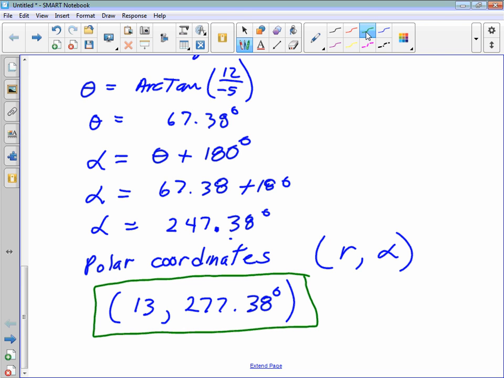Okay, let's see. We're almost 10 minutes in, so I think that's enough for today. Work through a few more of these examples until you're comfortable with rectangular to polar coordinate conversions. Thanks, and have a good night.